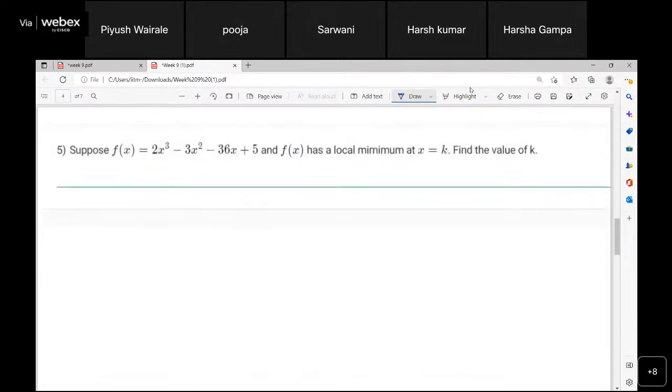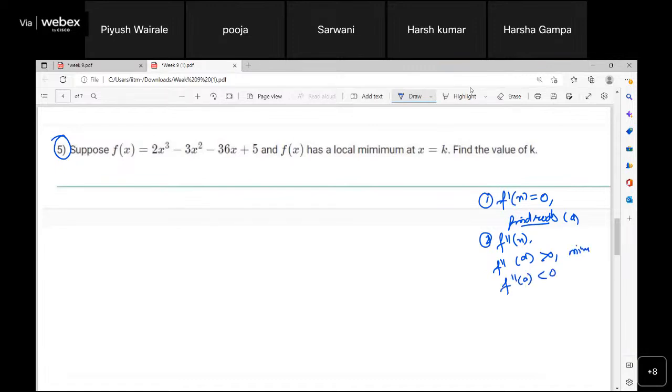Okay, so now this question number 5. What have I discussed? The first step is to find f dash of x equals 0 and find the roots. Then find f double dash of x. Now put in the value of this root, say a. If it is positive, greater than 0, then it will have a minima. If it is negative, then it will have a maxima, and if it equals 0, then it is a saddle point. No maxima, no minima, right?